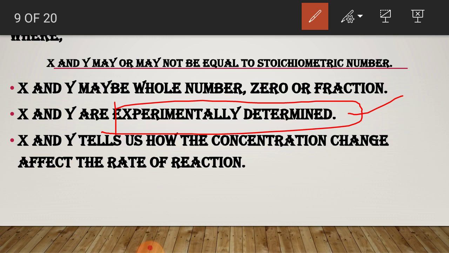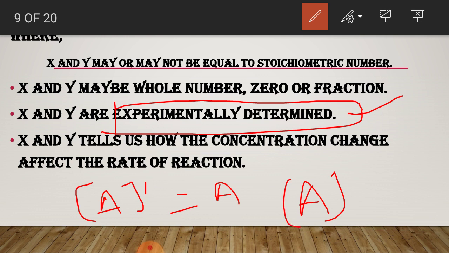So, X and Y tell us how the concentration change affects the rate of reaction. Fine. If the concentration of A has been changed, if it is A raised to 1, it will be A. If it is A raised to 2, it will be A square. It makes a difference.